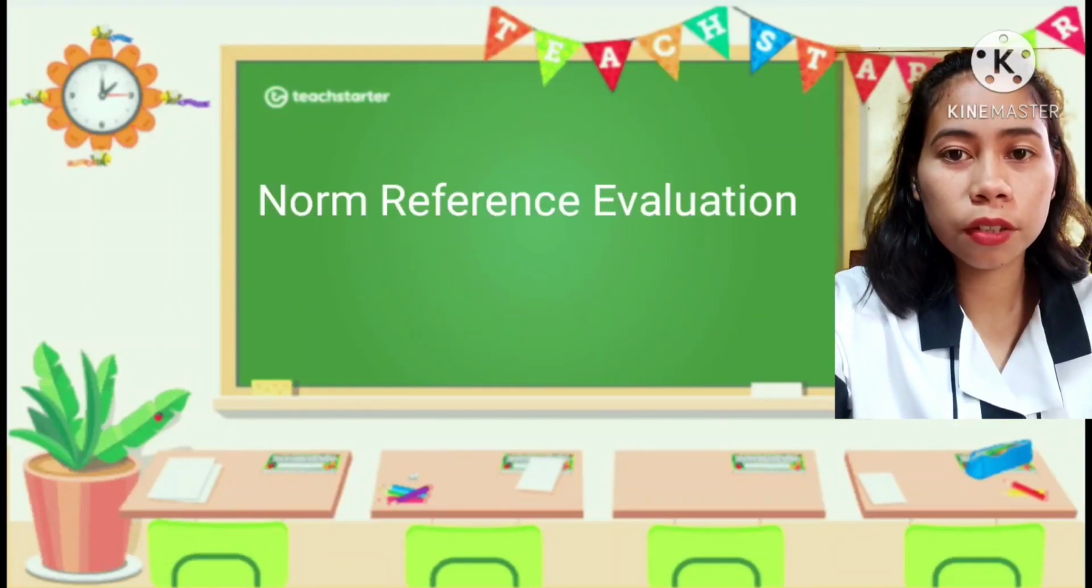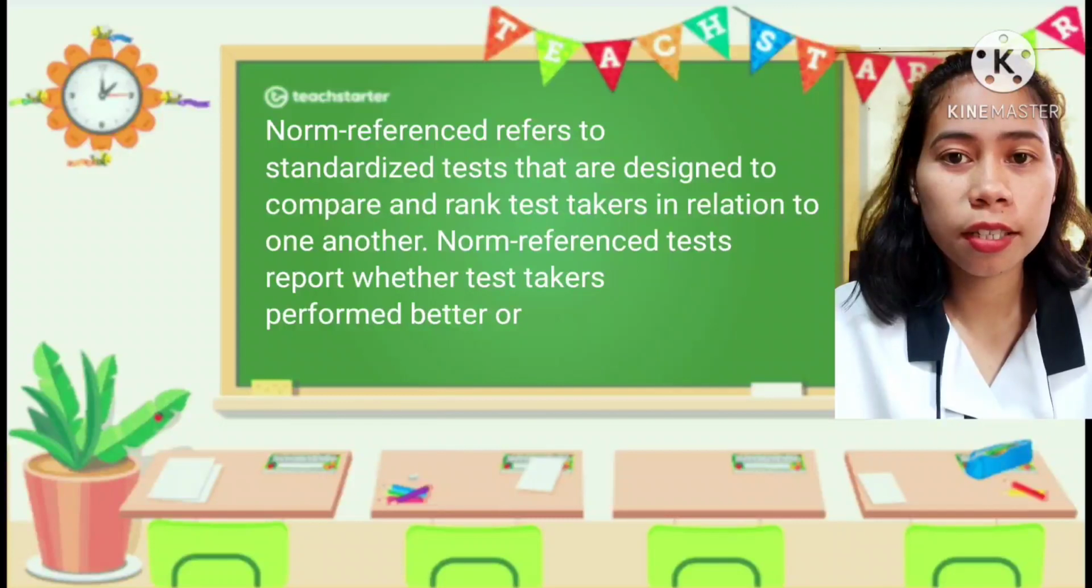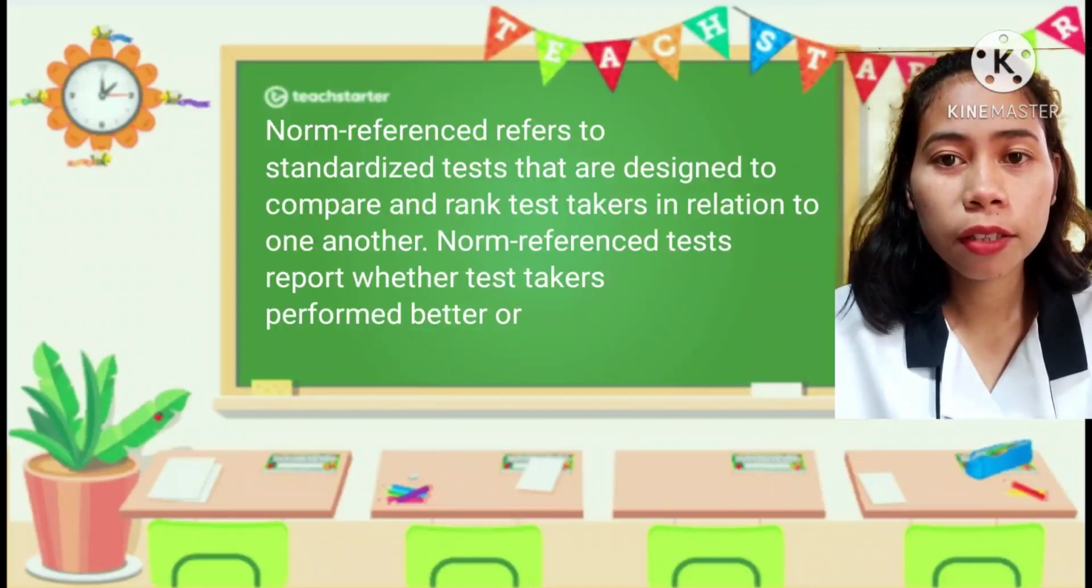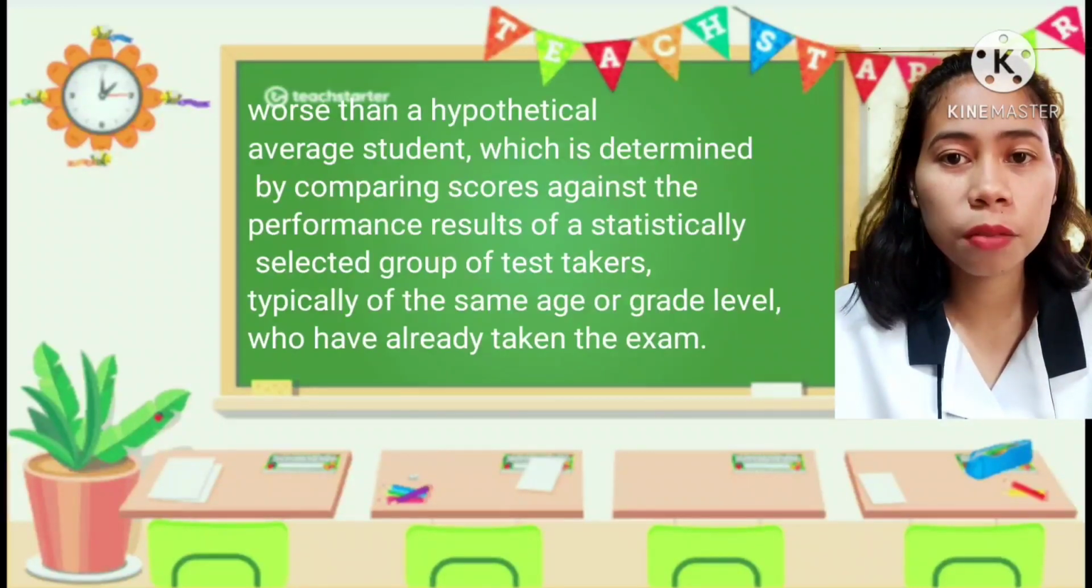Now, let's proceed to the norm reference evaluation. Norm reference refers to standardized tests that are designed to compare and rank test takers in relation to one another. Norm reference tests report whether test takers perform better or worse than a hypothetical average student, which is determined by comparing scores against the performance results of a statistically selected group of test takers, typically of the same age or grade level, who have already taken the exam.